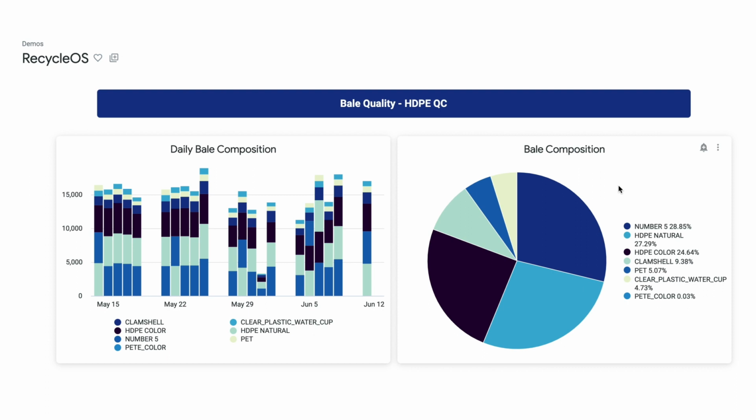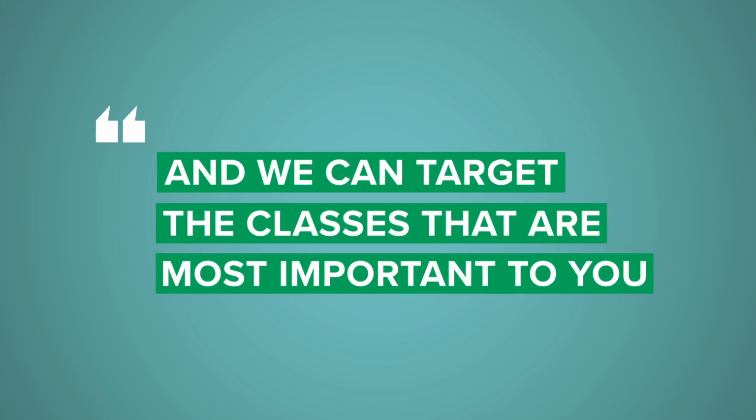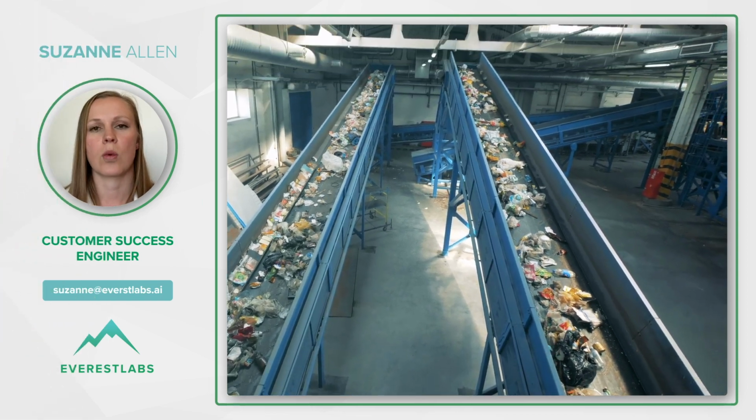We can look at it down to the minute, down to the hour. And we can put this on any belt. We could put this on your infeed. We can put this on your residue line. We could put this anywhere and audit it. It's highly accurate. And we can target the classes that are most important to you, or we can look at all material types. You can use this data to really change the way your MRF runs using information.